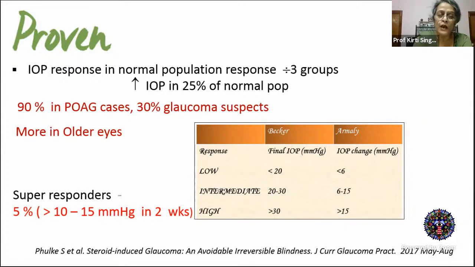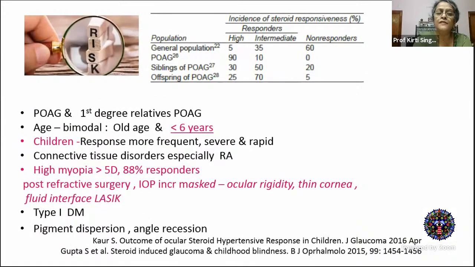There's something which is new now, called super responders, which happens only in 5% of patients, but those 5% of patients, mind you, are enough to cause a sleepless night because they have a rise of more than 10 within 2 weeks of steroids. So having understood and proven that this steroid-induced glaucoma exists, let's come to what the risk factors are. As Armaly and Becker pointed out, POAG and first relatives of open-angle glaucoma patients. Age is bimodal, older age, and children less than 6 years. In children, the response is much more frequent, more severe, and very often more rapid.